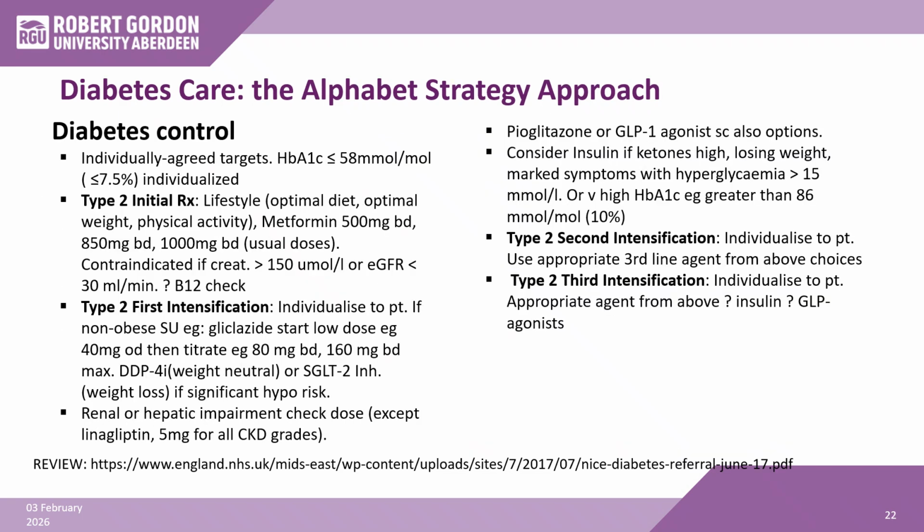Okay, then the D part of it is diabetes control. So tight glycemic control is important, making sure the HbA1c is within target. So we aim to have less than or equal to 58 millimoles per mole. Okay, and then initial prescription for type 2 diabetes is lifestyle. So always optimal diet, optimal weight, physical activity, and then we can start metformin. And if contraindicated, you can always have a look at the other options. Okay, this is really important. Again, take a few moments to pause this video.